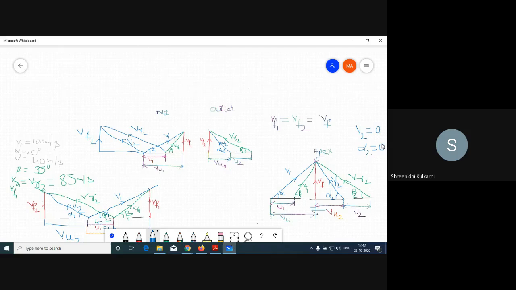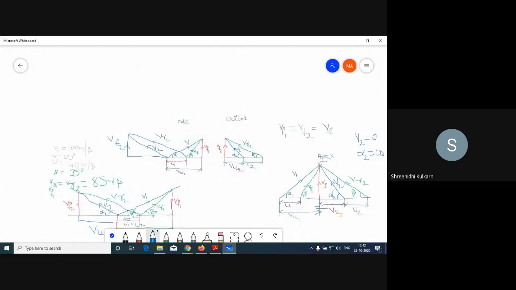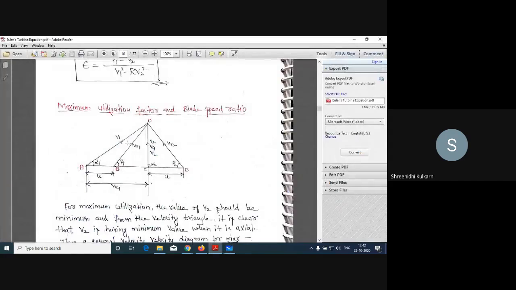It is 0 means it is not 0. Whatever this V2 is, it is lying on VF. Then we will get completely 90 degree. Because this V2 is lying on VF. The reason is V2 is minimum. So I'll come to this velocity triangle now. We can check.